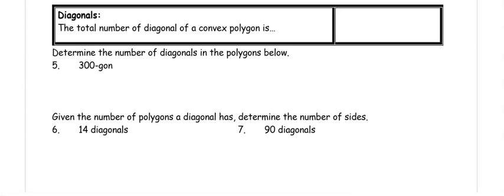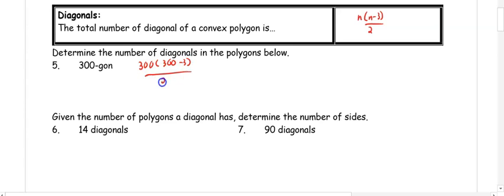For the number of diagonals, our equation is n times (n minus 3) divided by 2, where n is the number of sides. If we have a 300-gon, we would have 300 times (300 minus 3) divided by 2. When we put that in our calculator, we get 44,550 diagonals.